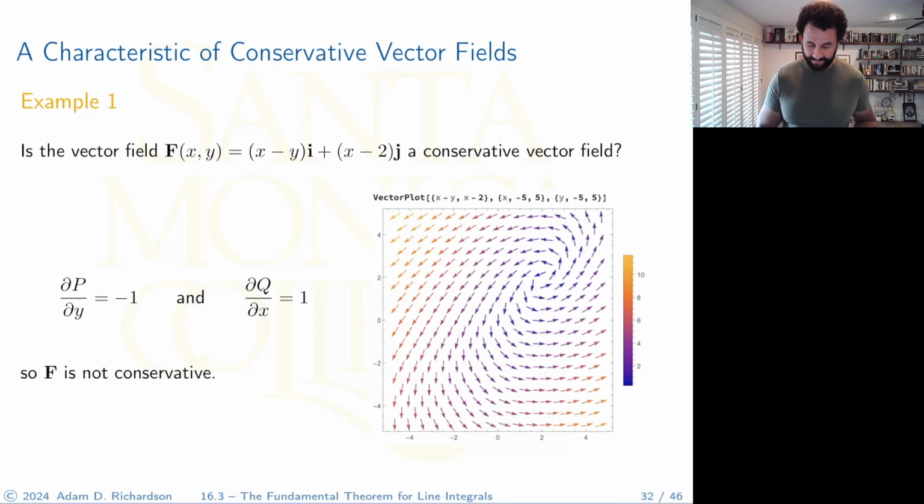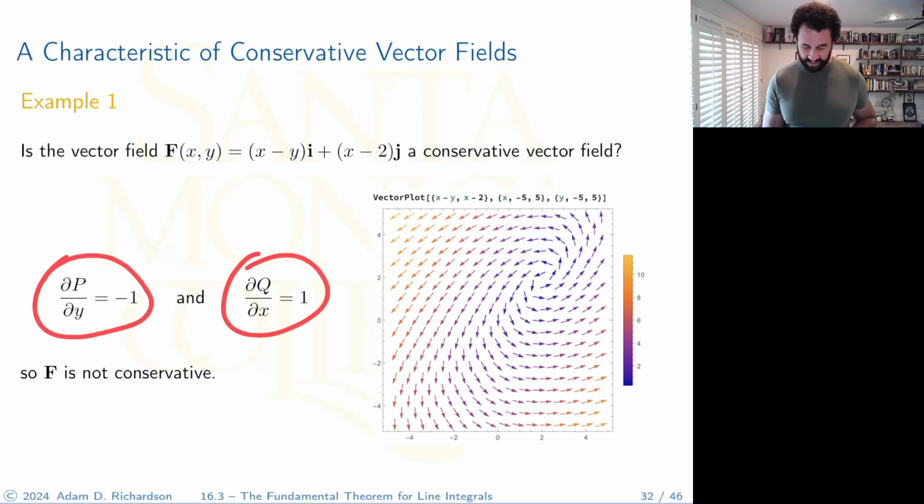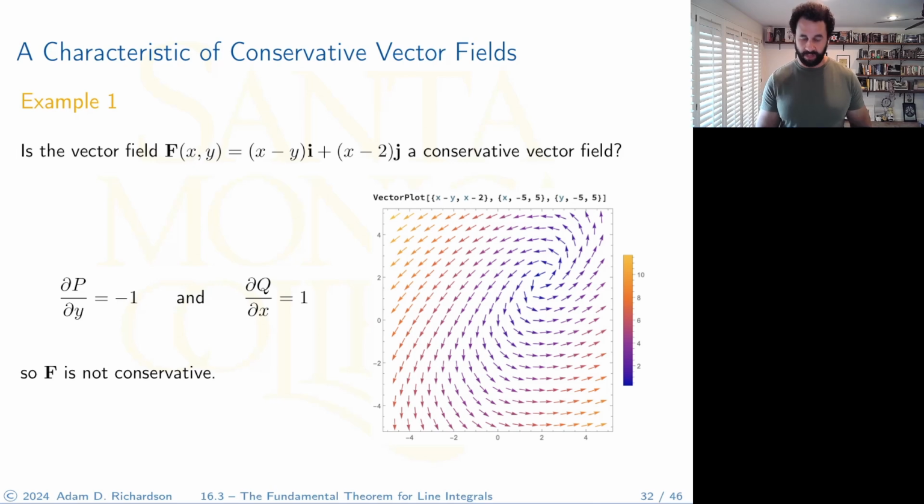So let's check that. First of all, this vector function is defined on all of R2, and all of R2 is a simply connected region, right? But check this out. If you compute these first order partials right here, partial P partial y and partial Q partial x, they're not equal. So their difference is not 0. And that's all we need to assert that the vector field is not conservative.